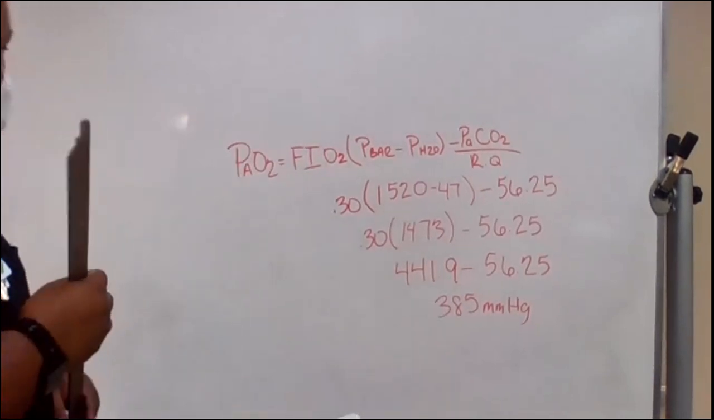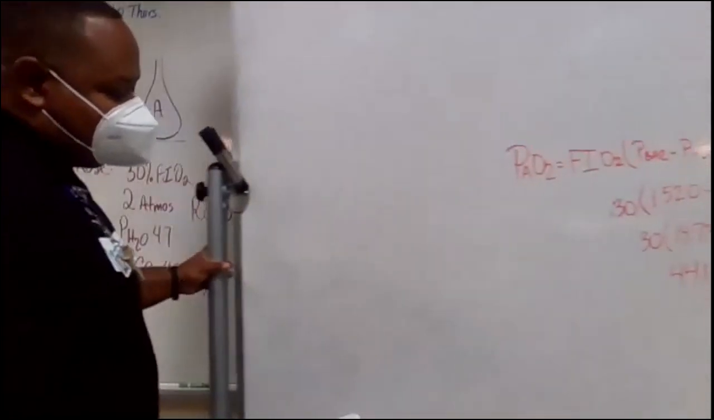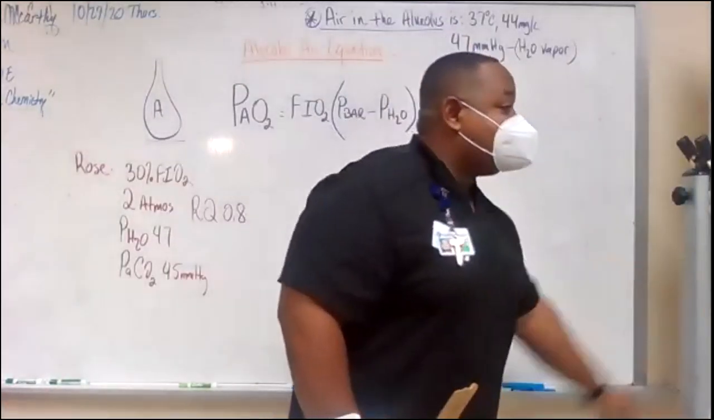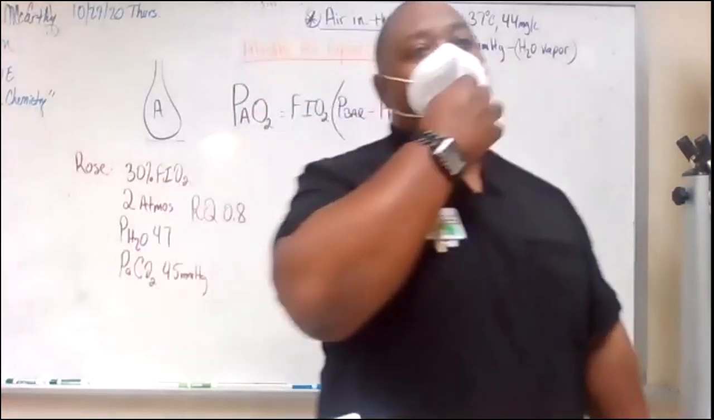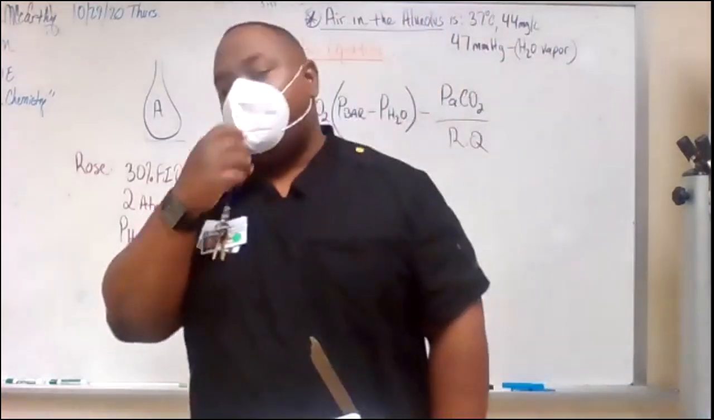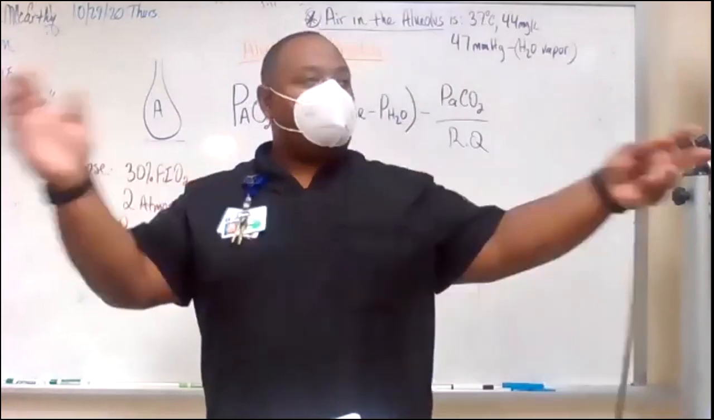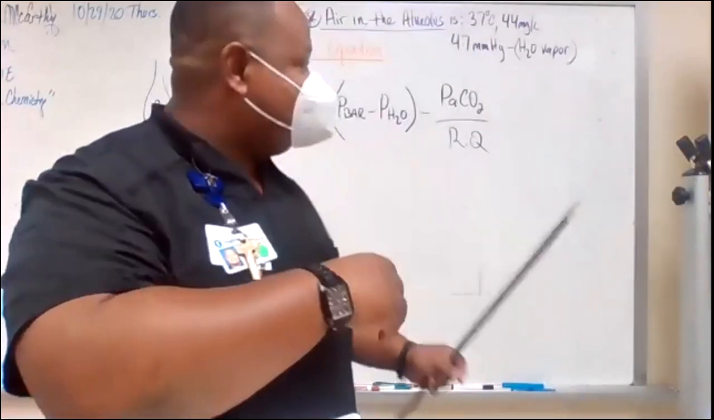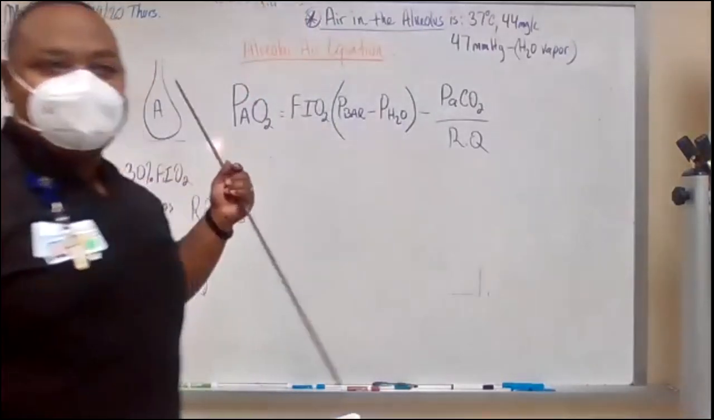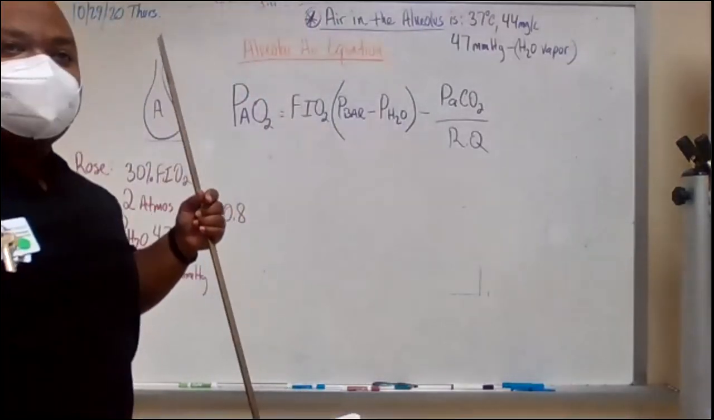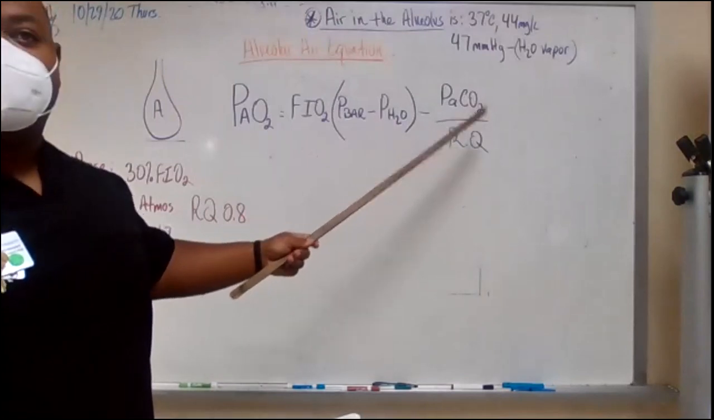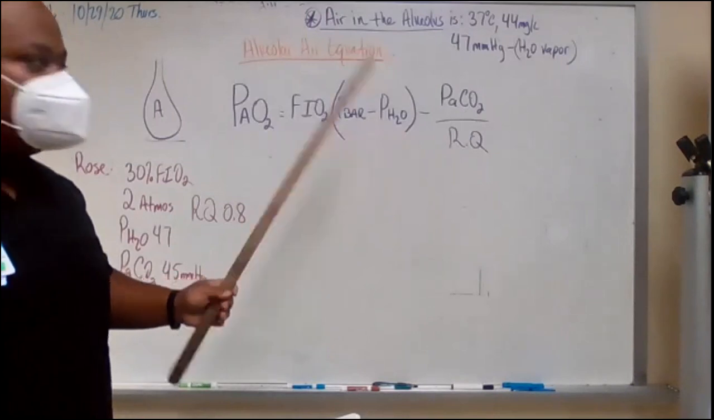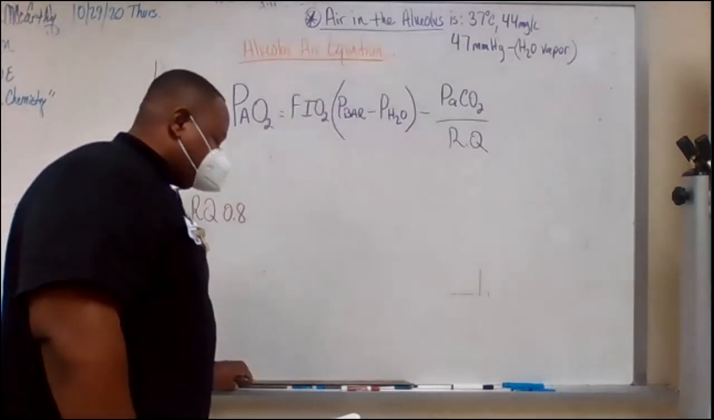That is the alveolar air equation, guys. That's telling us how much pressure of just oxygen is inside the alveoli, right? I don't want to know about nitrogen. I don't want to know about argon or the rest. I just want to know how much pressure of oxygen is inside of the alveoli. And to know that, I have to subtract all that stuff. I have to get rid of the CO2, the RQ, and the water pressure. And so that's how you do it.